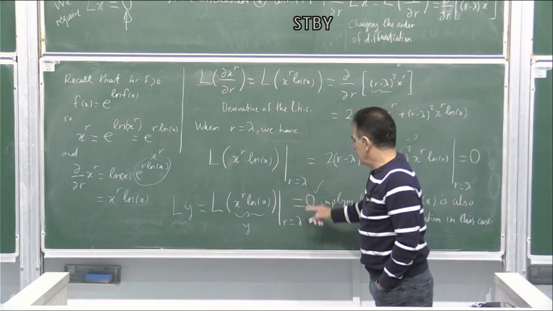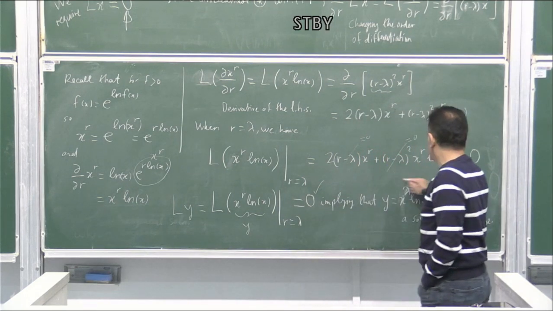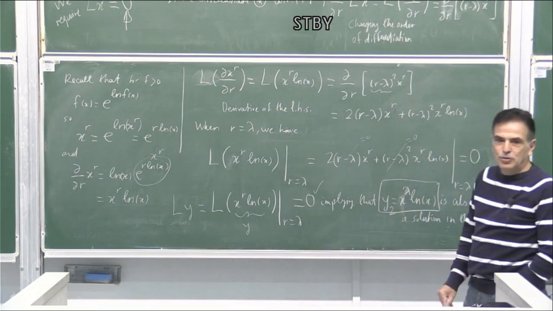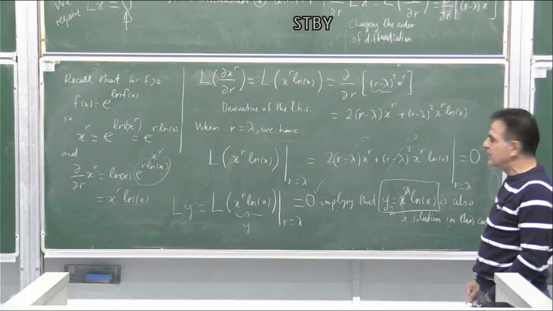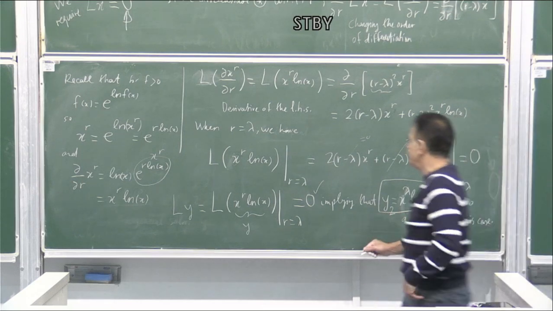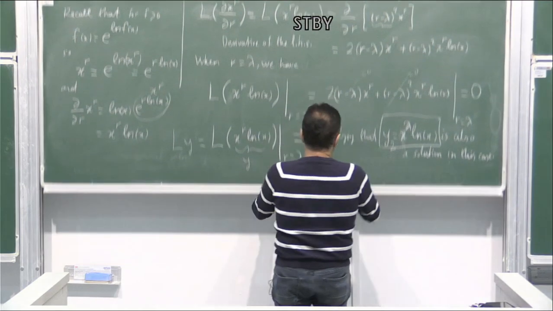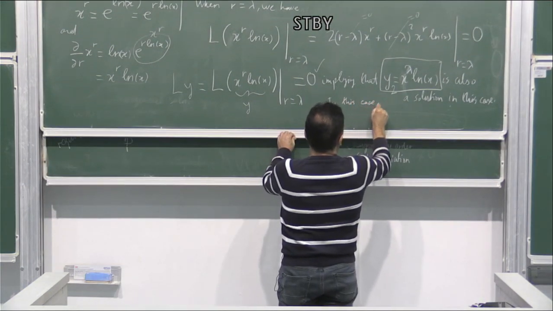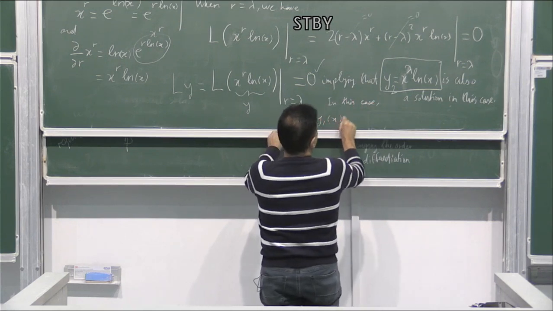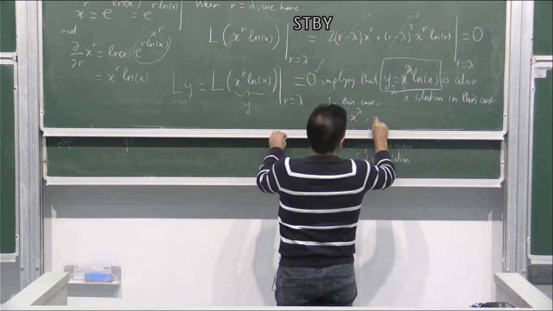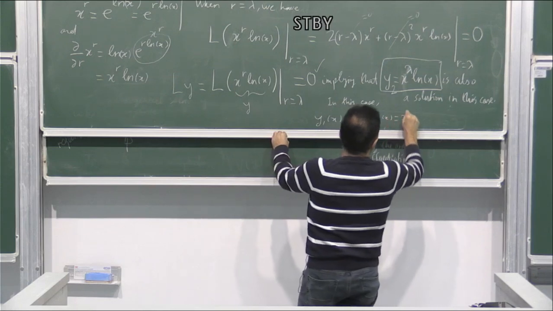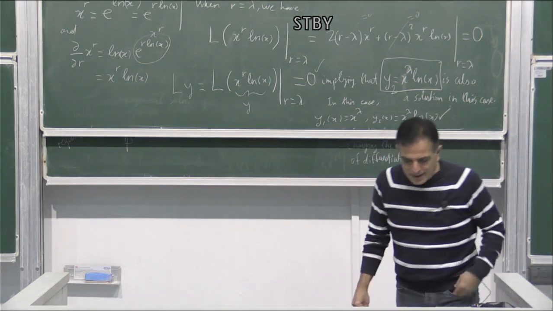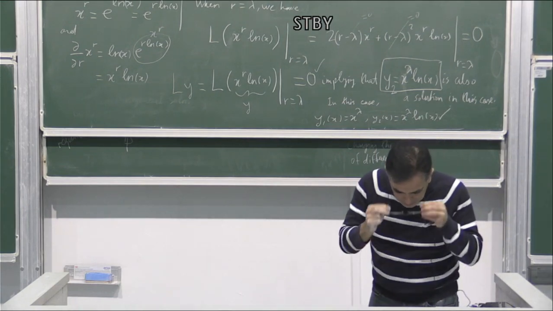So when r is lambda, this function we define as the second solution, because the first solution is x^lambda. So in this case, y1 of x is x^lambda, and y2 of x is x^lambda ln x. Okay? So these are the two cases.